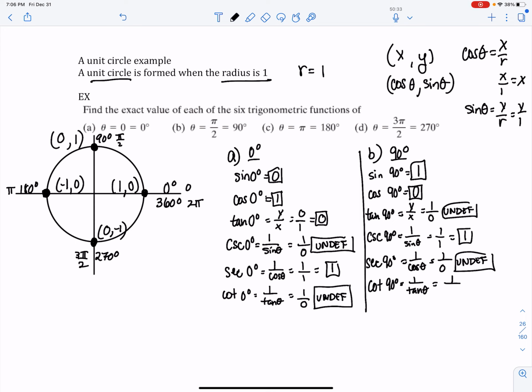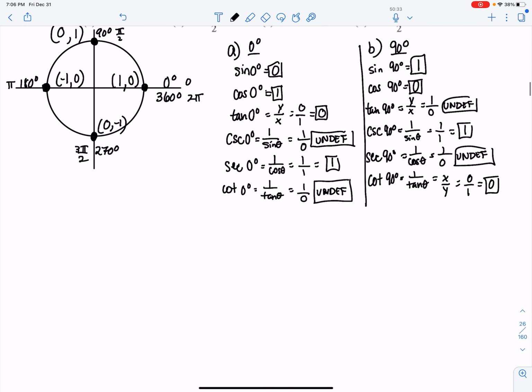Okay, so you can flip this over. So I have 1 over 0. Remember, cotangent is x over y, right? So what I can do is write 0 over 1, which is 0. Okay, so if you can't take 1 over undefined, you have to just flip it over.